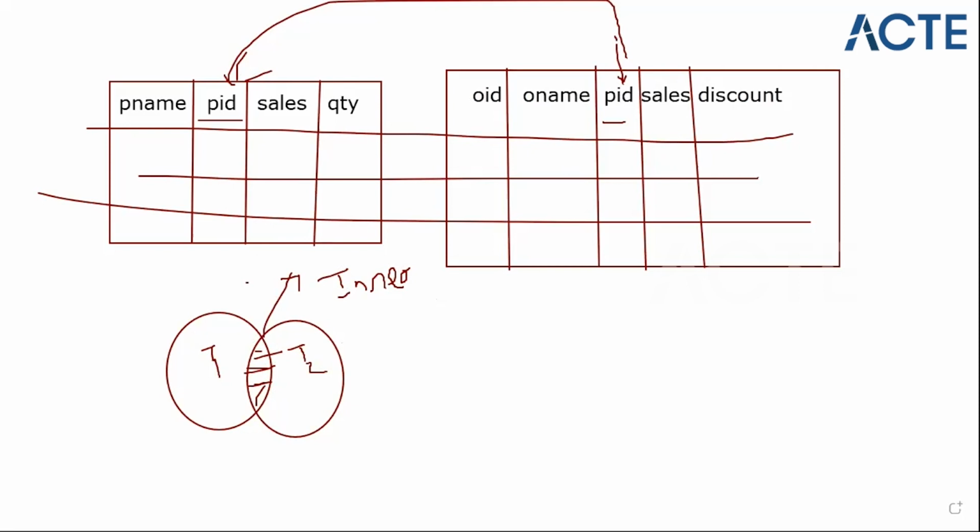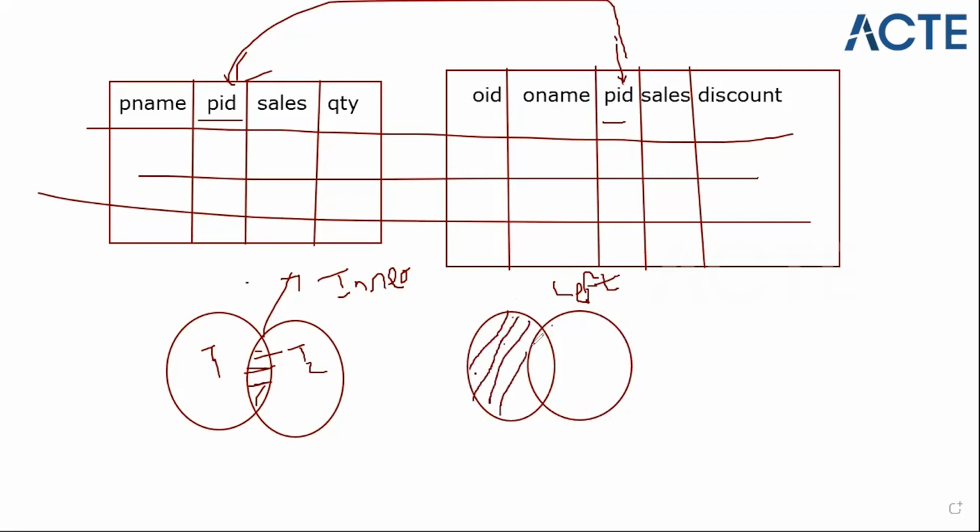Okay, so let's talk about another join now. What is left join? Left means what? This side, correct? So the whole T1 table, plus whatever is common between them. Now this became what? My left join.